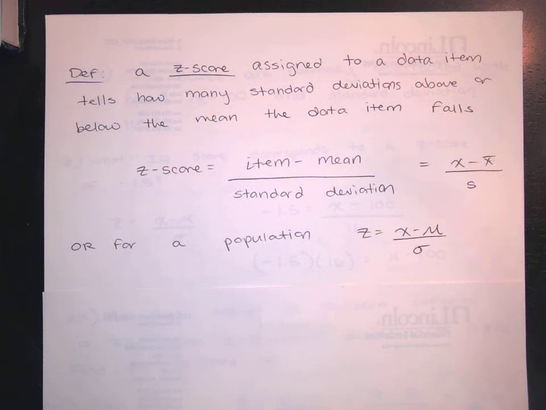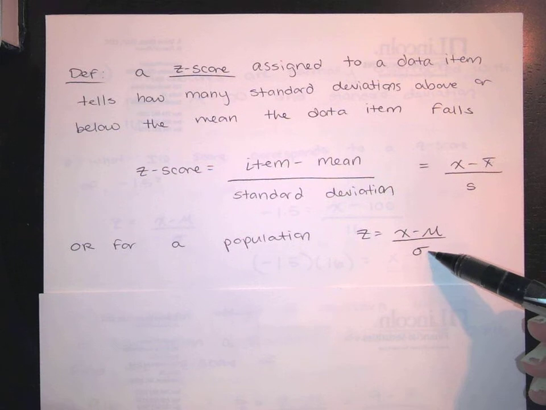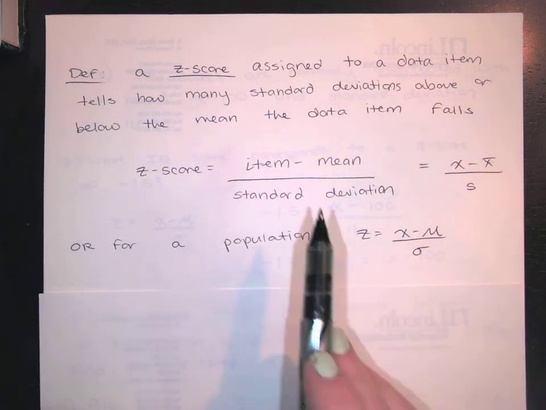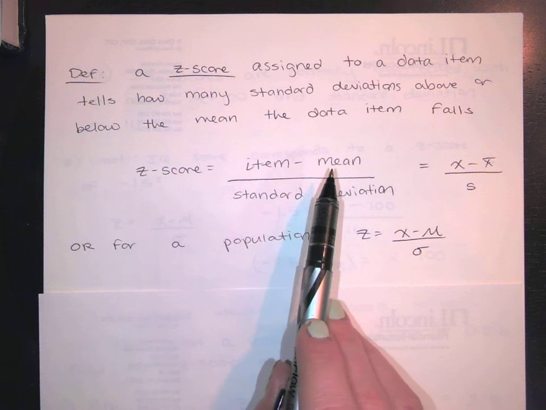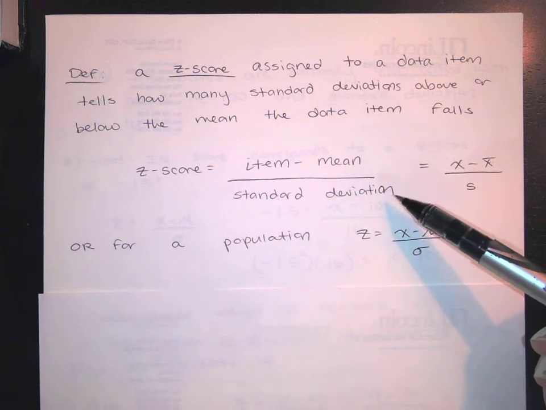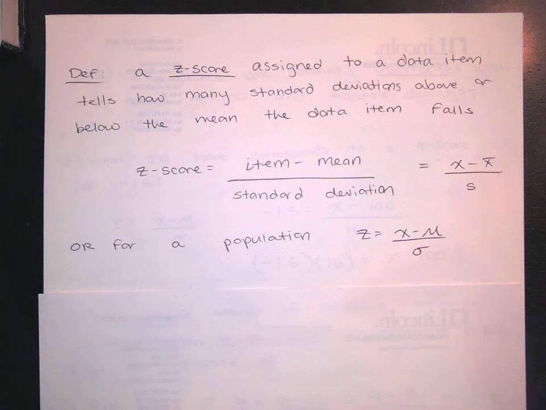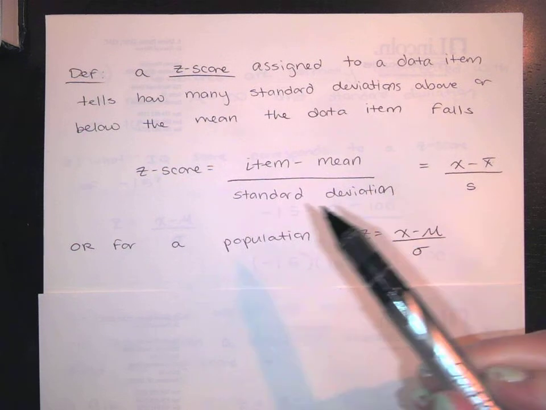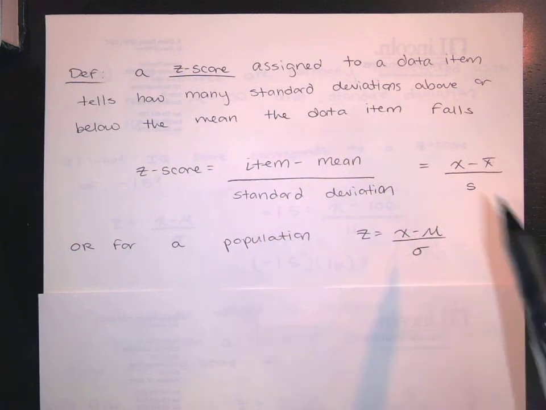Remember, if we're talking about a sample, we use x bar for the mean and s for the standard deviation. And if we're talking about a population, we use mu for the mean and sigma for the standard deviation. So to find a particular item's z-score, we take the value for that item minus the mean of the sample or the population, divided by the standard deviation for the sample or the population. So it's x minus x bar divided by s, or x minus mu divided by sigma. It's always item minus mean divided by standard deviation.